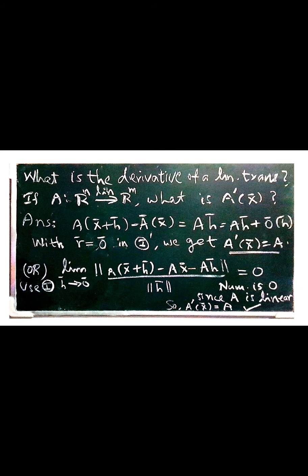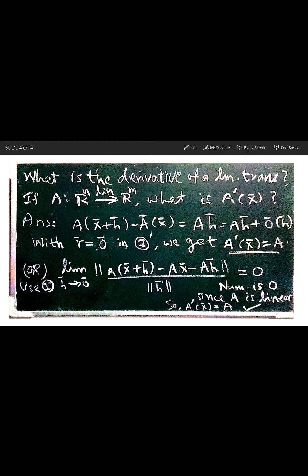Okay, so next we discuss. Suppose we start with a linear transformation A from Rn to Rm. This is also a function from Rn to Rm, and for functions, we have defined what is meant by the derivative. So the question is, for a linear transformation, what is its derivative? What is the derivative of a linear transformation?